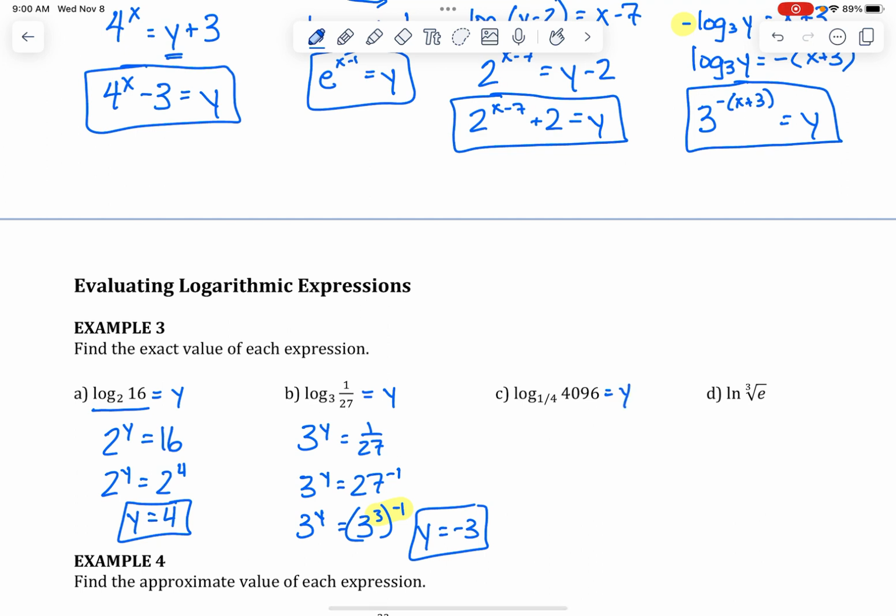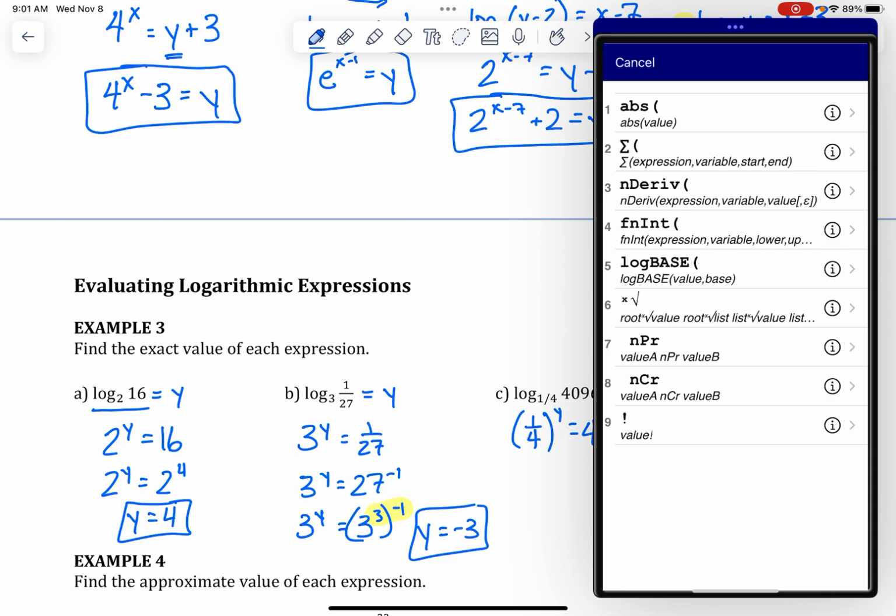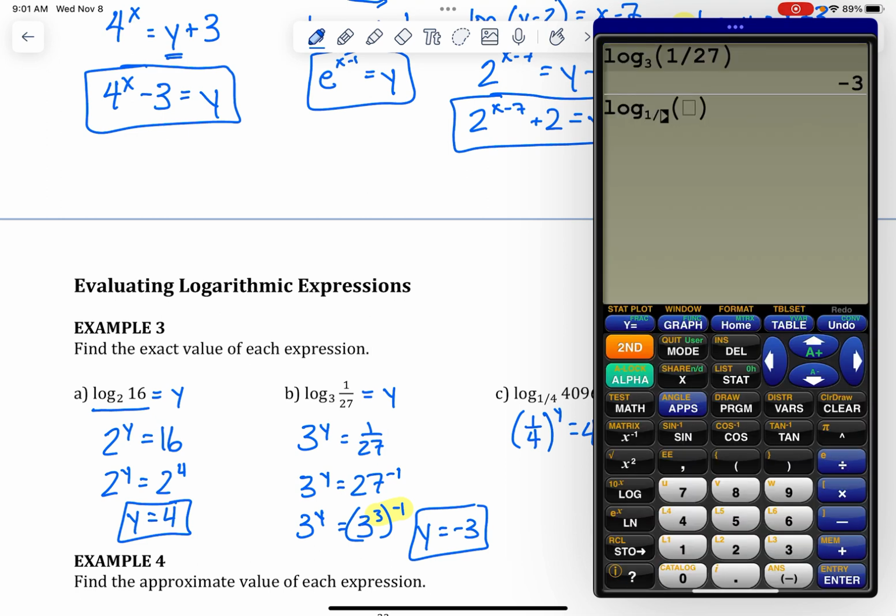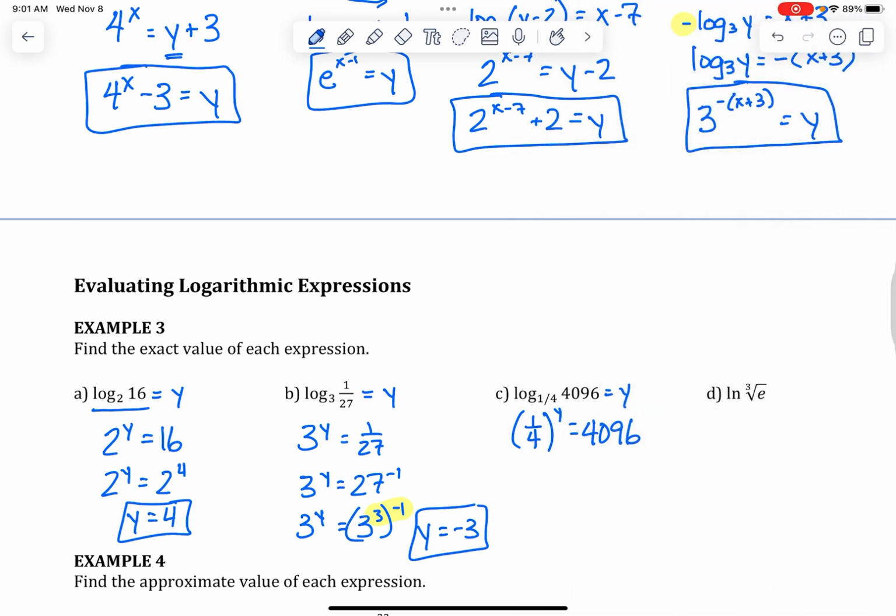All right, so you can set that equal to y. You have 1/4 to the y equals 4,096. And again, you probably don't want to sit here and figure out what the exponent is. So you can go to your calculator, go to alpha window 5, log base 1/4 of 4,096 is going to give you -6. Okay? So if you raise 1/4 to the -6th power, you would get 4,096. And so y equals -6. So that's kind of a nice shortcut there.